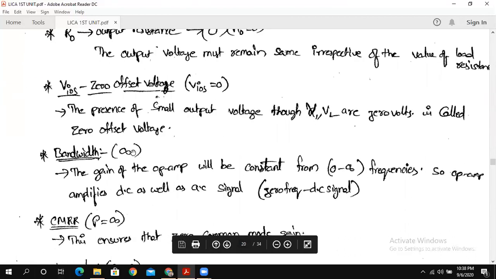Coming to the bandwidth, it must be infinite, because at any frequency the op amp must work and possess the maximum gain. From 0 hertz to maximum frequency, the op amp must possess the same gain. For an ideal op amp, the gain will be constant from 0 to infinite frequencies, so the op amp amplifies DC as well as AC signals. Zero frequency signals are nothing but DC signals. So bandwidth must be infinite.